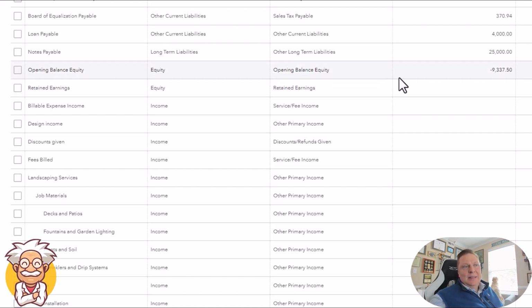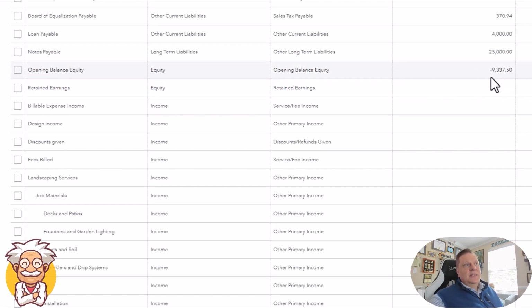I tend to like to keep this at 0 and then use other equity accounts so that I run those on my balance sheet based on that. So a lot of times I might set up a reconciliation equity account just so I can keep this at 0.